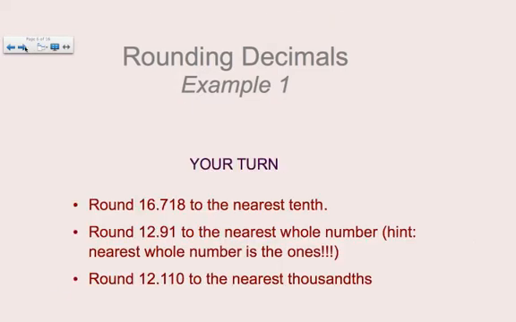Okay, your turn. In this section, you're going to round to the nearest tenth, round to the nearest whole number, and I've got a hint there for you, and round to the nearest thousandths. If you're not sure where those place values are, please make sure you look at your handout that I included when I gave you the homework for this chapter. There was a section on place values.